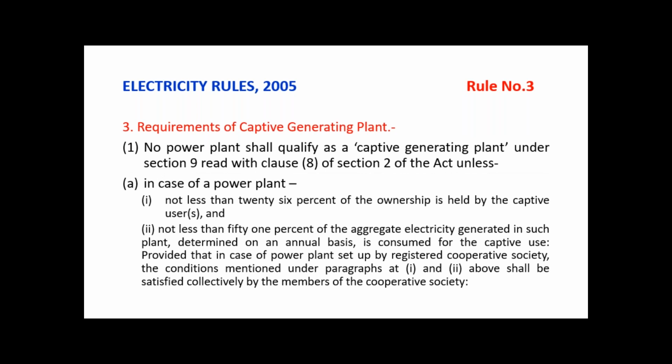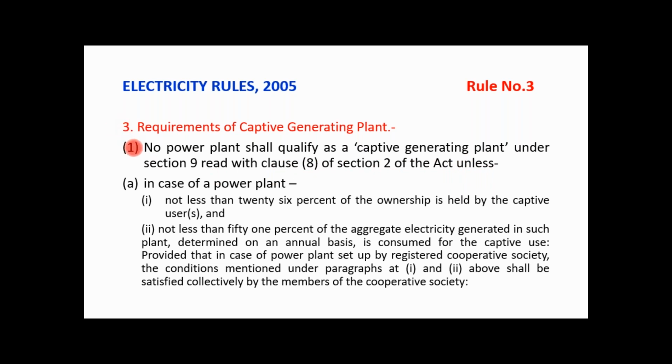Then rule number 3 is related to the requirements of a captive generating plant. We have already discussed this in the Electricity Act 2003, and now it is under the rules. So under rule number 3, sub-rule 1 says that no power plant shall qualify as a captive generating plant under Section 9, read with clause 8 of Section 2 of the Act, unless these are the conditions.